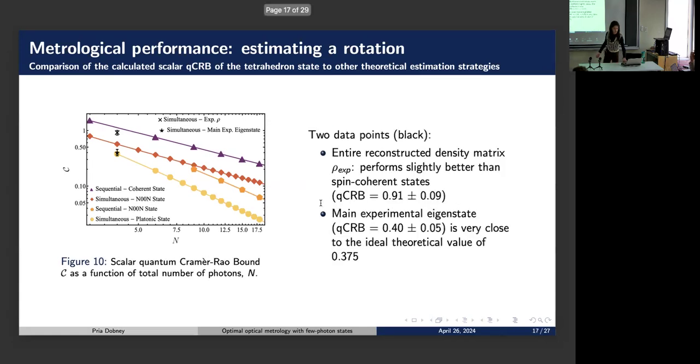And the two data points that are in black there are the ones that we generated in the lab, the tetrahedron state that we generated. We didn't physically use this to estimate rotation. This is just a simulation, but we calculated that it performs well. Using our experimental state, it performs very, very close to the theoretical value of the ideal tetrahedron state. And the entire density matrix is slightly worse, but it performs better than the spin coherent state approach, which is good.